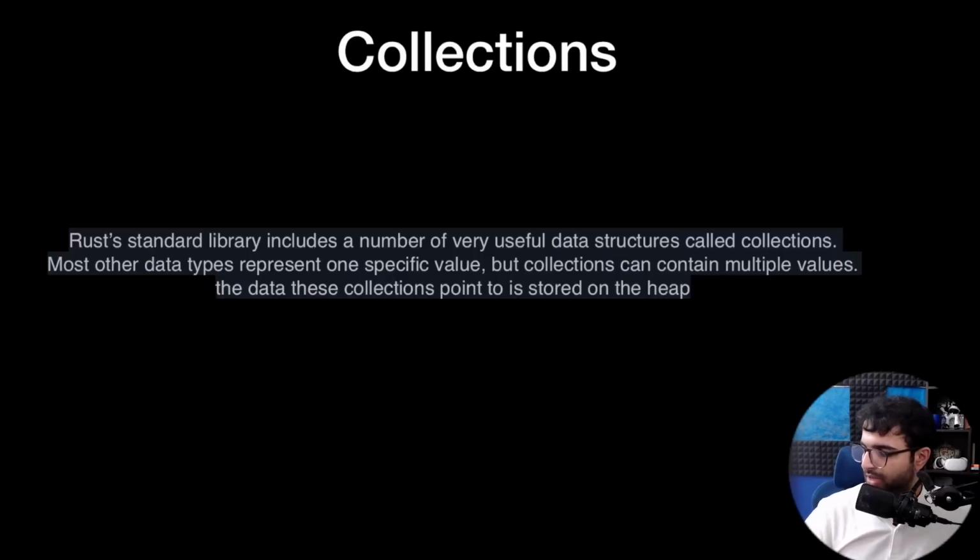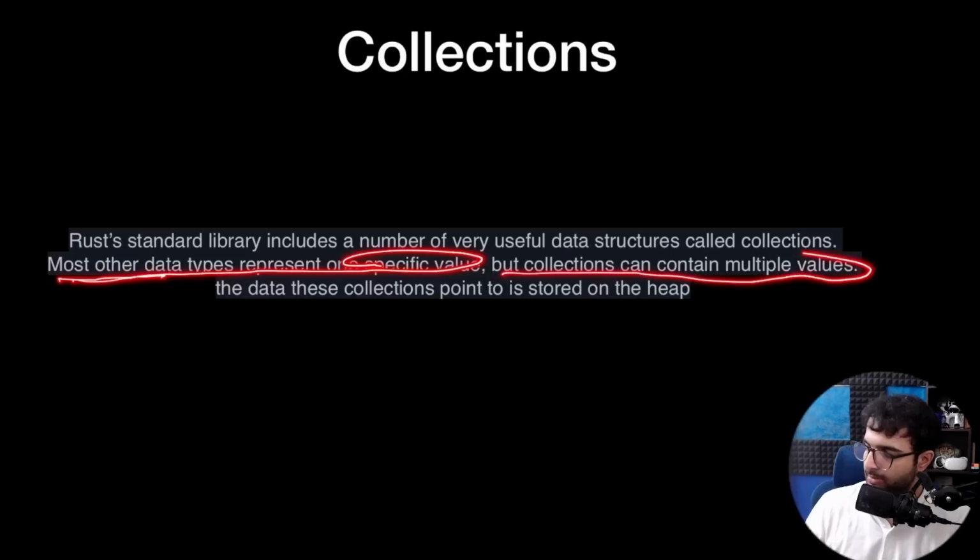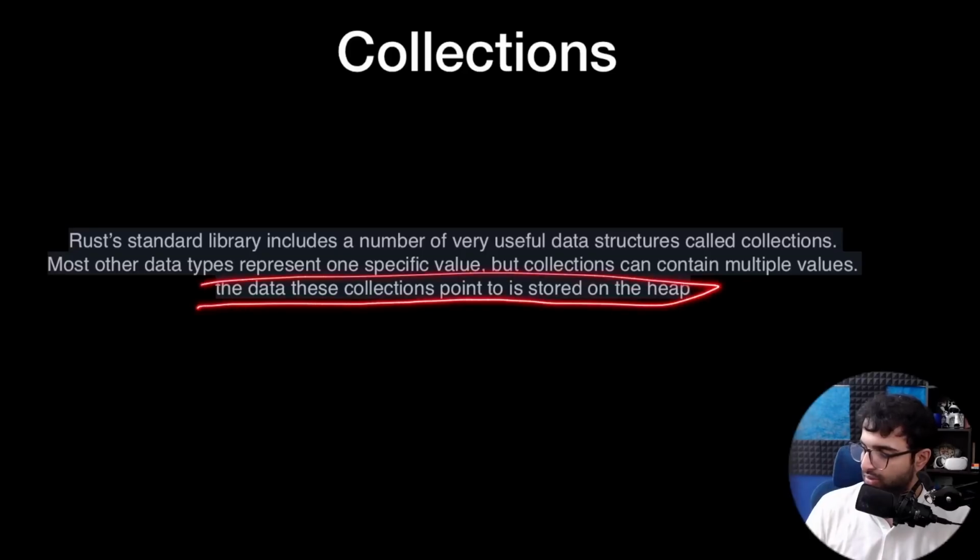Without any further ado, let's get into the very first section, which is on collections. What are collections? I'm sure you can already guess. Arrays, dynamically sizable vectors, hash maps, things that dynamically increase and decrease in size, where you can store a lot of data together, are what is known as collections. The Rust standard library includes a number of very useful data structures called collections. Most other data types represent one specific value, but a collection can contain multiple values, just like an array. The data these collections point to is stored on the heap.